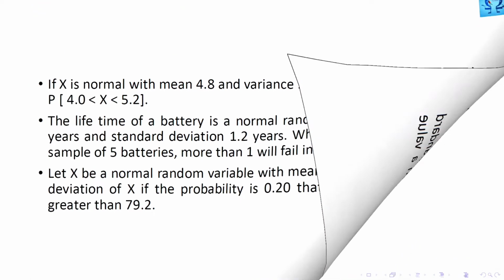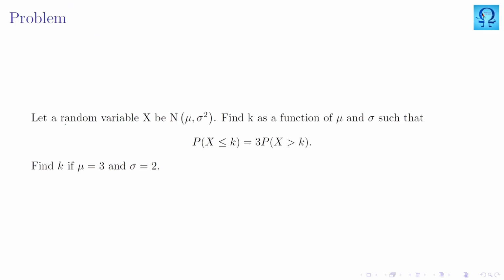That's it. Moving further, we have a problem. Here we are asked to find out the value of k as a function of mu and sigma such that the probability of x smaller than or equal to k is the same as thrice the probability of x bigger than k. Let us have this one as it is.